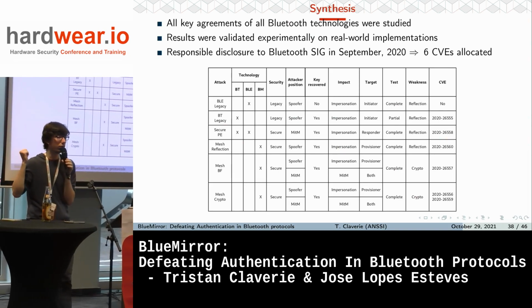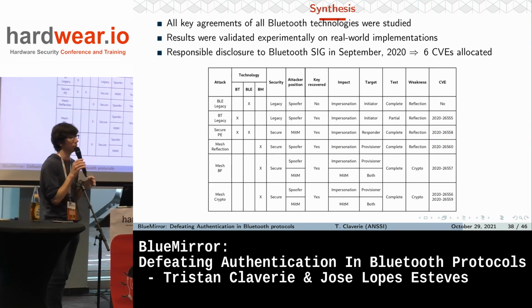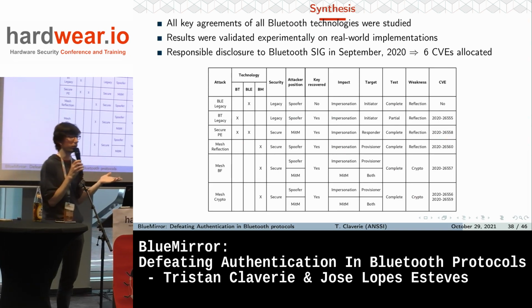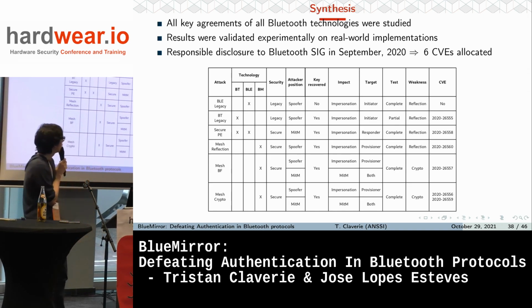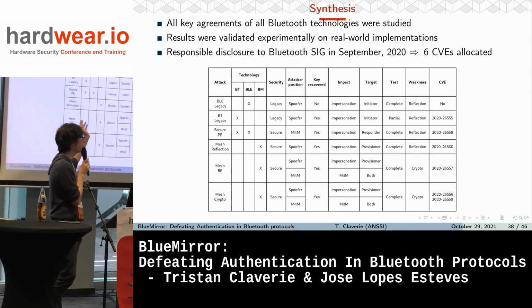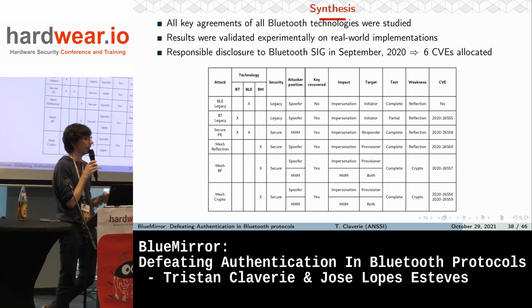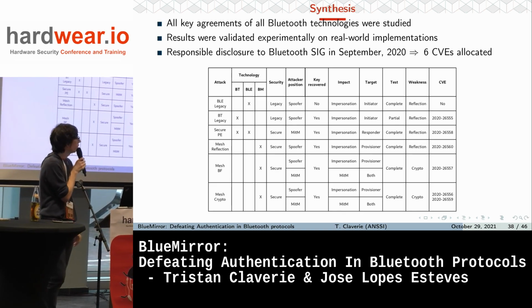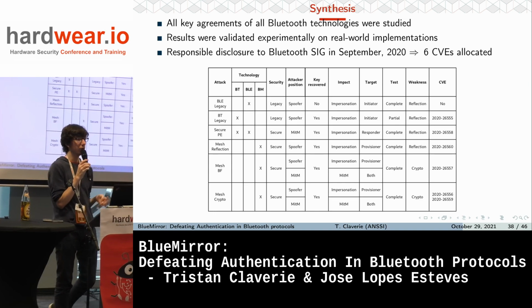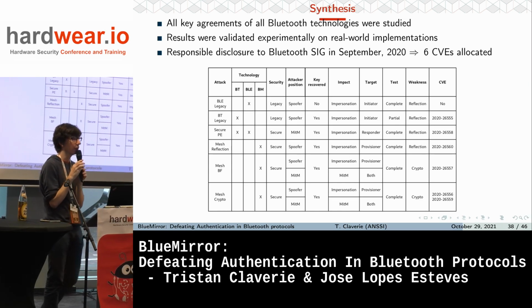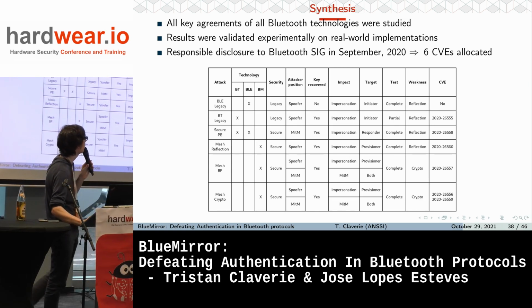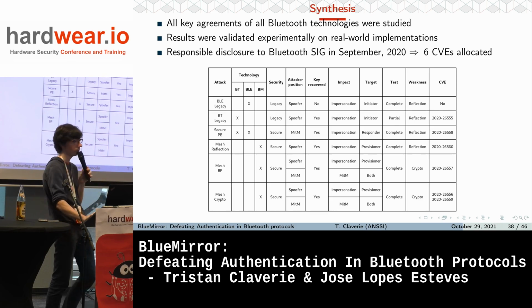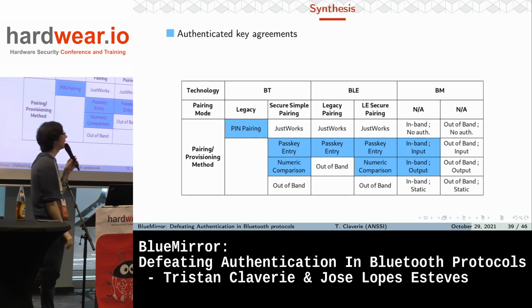We found this in 2020. We performed a responsible disclosure to the Bluetooth SIG, and we had verified that on proper implementations. And so the SIG assigned to us 6 CVEs on the specification. So you have a table of kind of a resume of what was there.